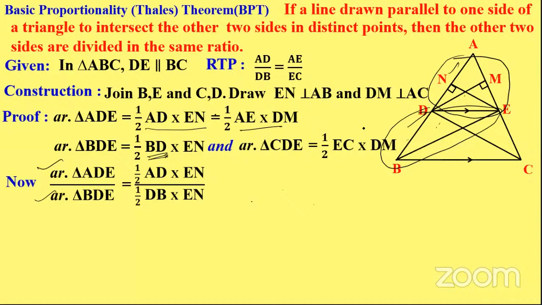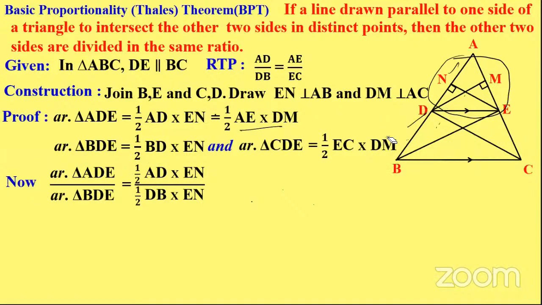That's why I am using BD as the base. Sanjana, are you clear now? Yes, sir. Why should we use only BD as the base? Why not the other two sides? To get the ratio, sir. AD and DB ratio. Wantedly we have taken that. Did you understand? Yes, sir. Understood, sir.